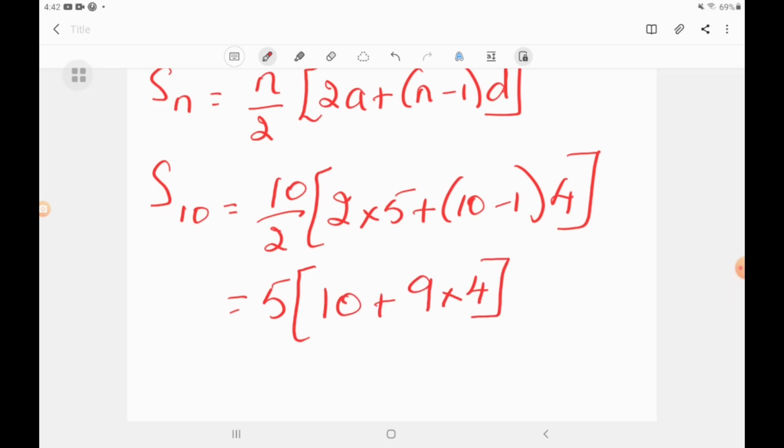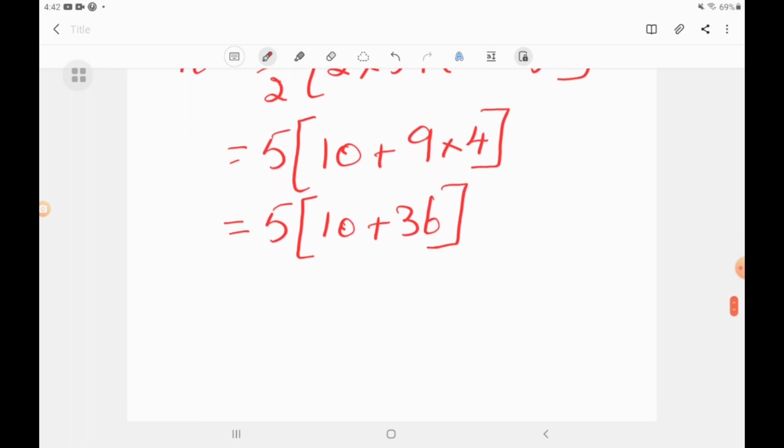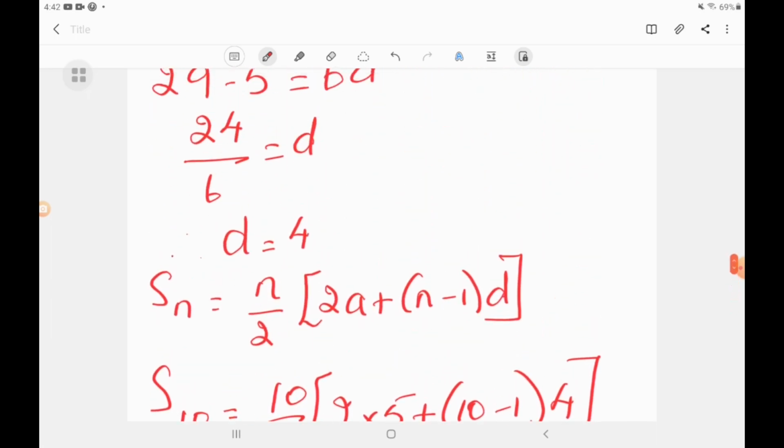Make sure that you apply the order of operations. So you have to solve what is in the bracket first, then multiplication, then addition. So 10 plus 36, and therefore we have 5 times 46, that gives you 230. So therefore the sum of the first 10 terms of the sequence is 230.